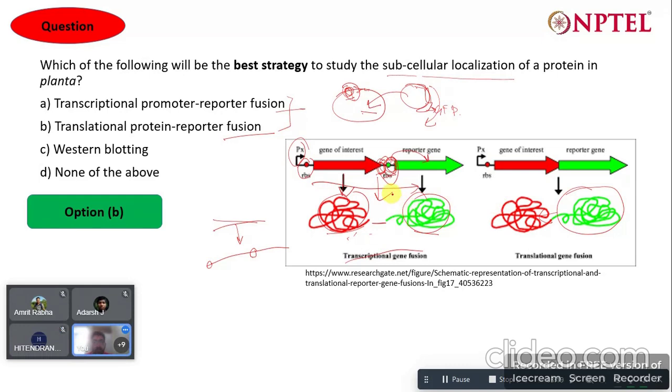So in both the cases, there will be movement of that gene or the protein. But what happens is in the transcriptional fusion, there will be no fusion of the protein. Only the RNA that is formed is fused for both the genes.